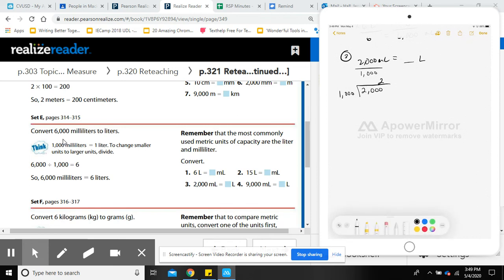Okay, so that means that 2,000 milliliters is equal to 2 liters. If it makes more sense to you, you can even check it. Let's check it with our red pen. If 1 liter is equal to 1,000 milliliters, and we want to get to 2,000 milliliters, we times it by 2, then we times this side by 2 to get to 2 liters. 2 liters, 2 liters. Okay.